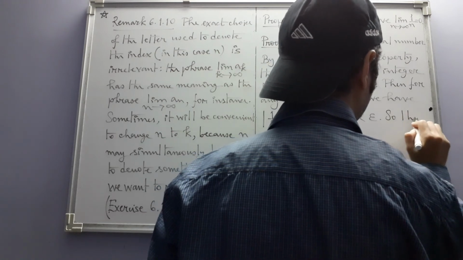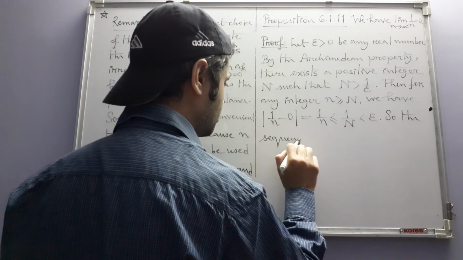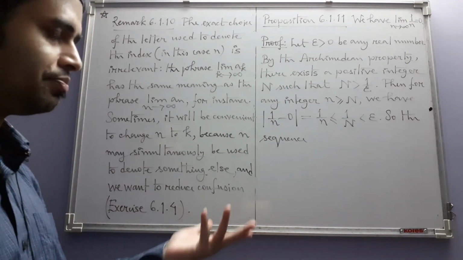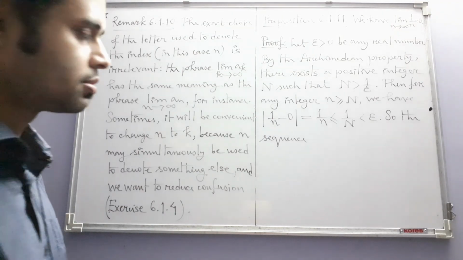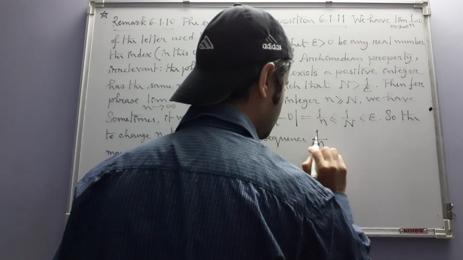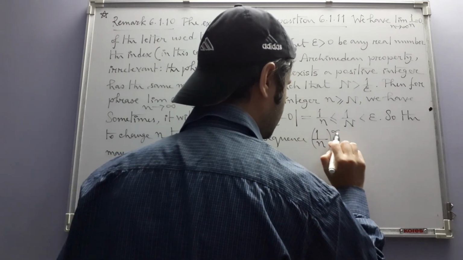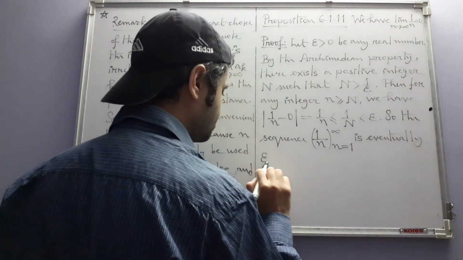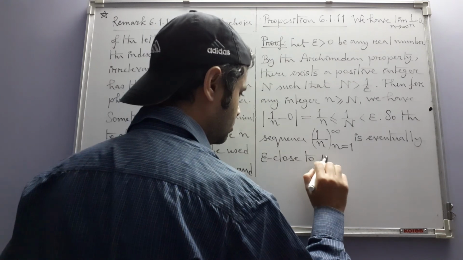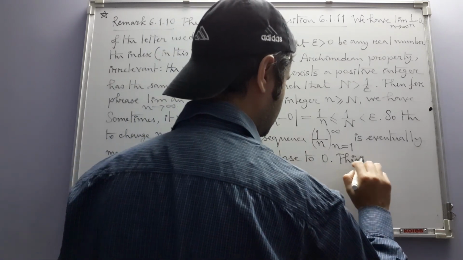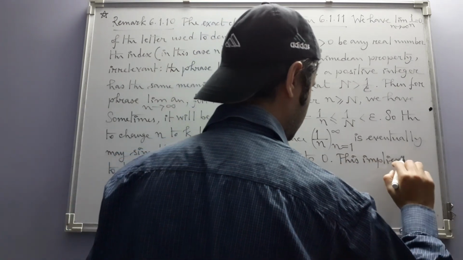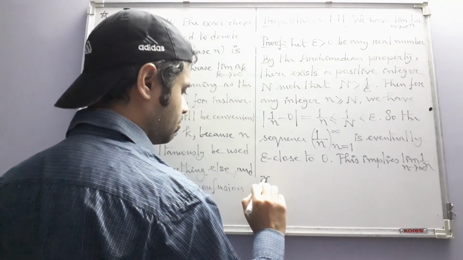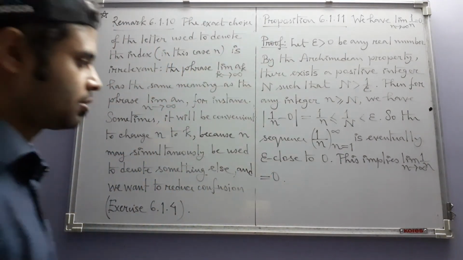So the sequence, we can directly write the sequence is convergent and its limit is 0, but for once let us use those terms, eventually epsilon close. So the sequence 1 over n is eventually epsilon close to 0. This implies the limit of 1 over n is equal to 0. That's what we wanted to show.